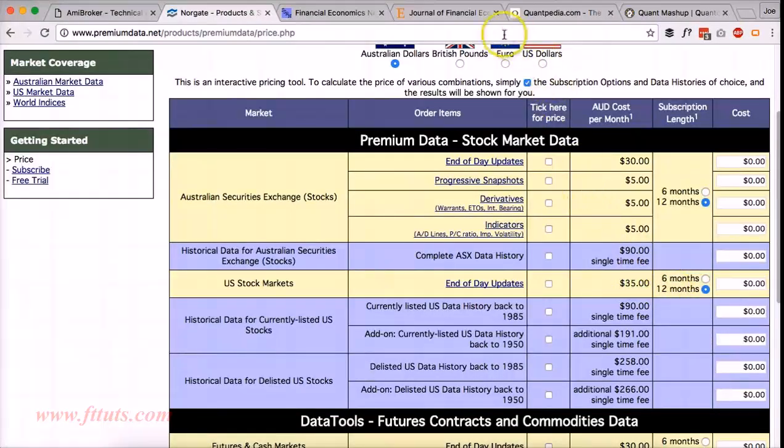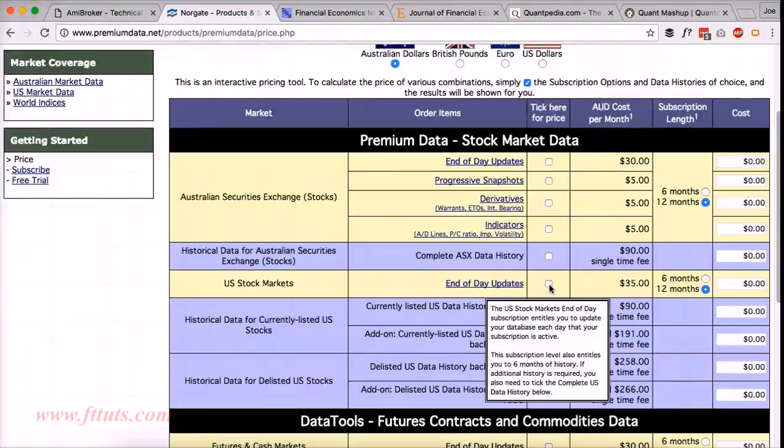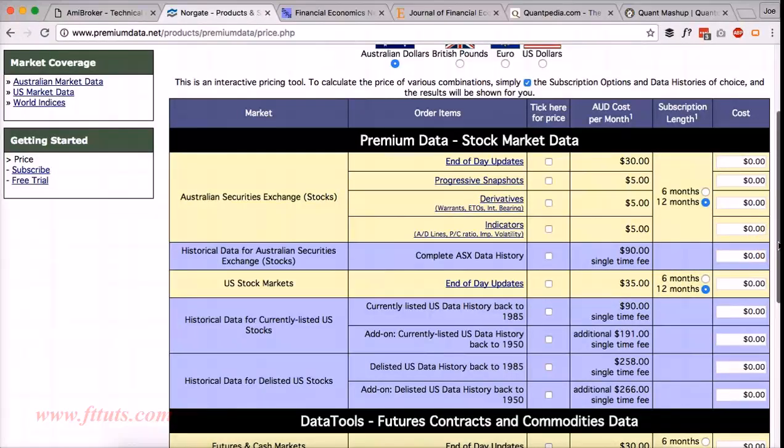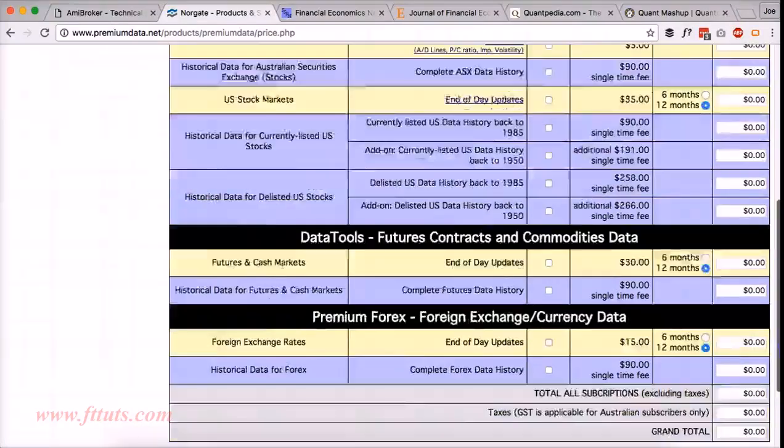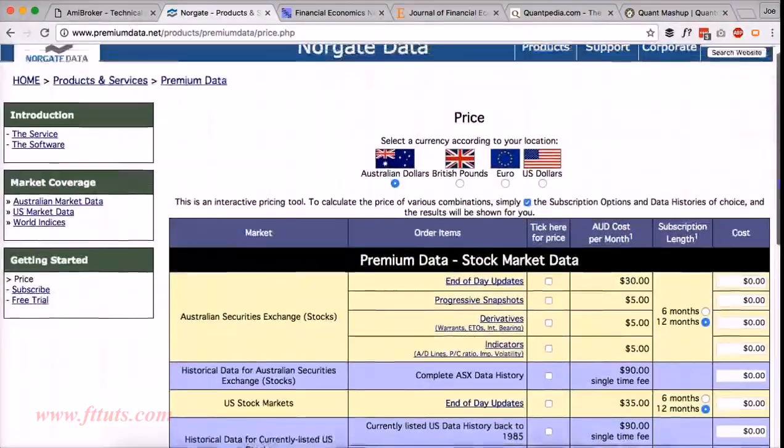I'll be using the Alpha database from Norgate, which includes historical constituents. So what that means is that the historical members for each of the major US stock indexes have all been organized into separate watch lists. This means that they're ready to be directly accessed through AmiBroker.